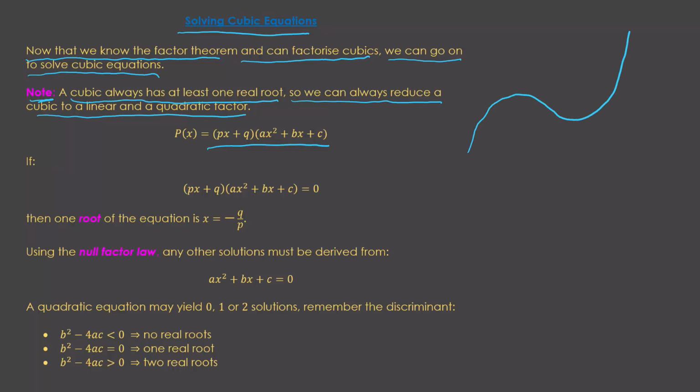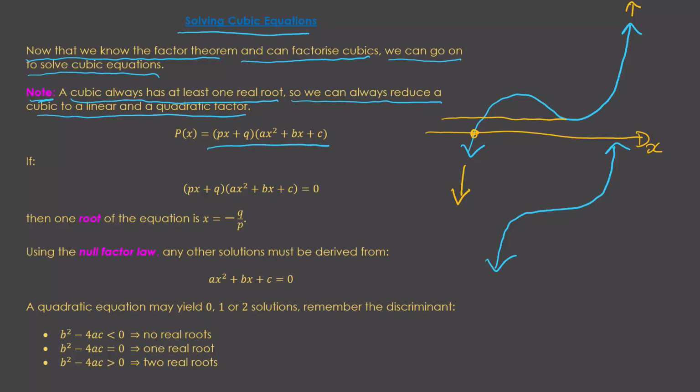That's because a cubic is shaped like this, or possibly it's one with a horizontal point of inflection. But because it's going to go off the bottom of the graph here and off the top here, it must at some point cross the x-axis. You can have 1, 2, or 3 roots.